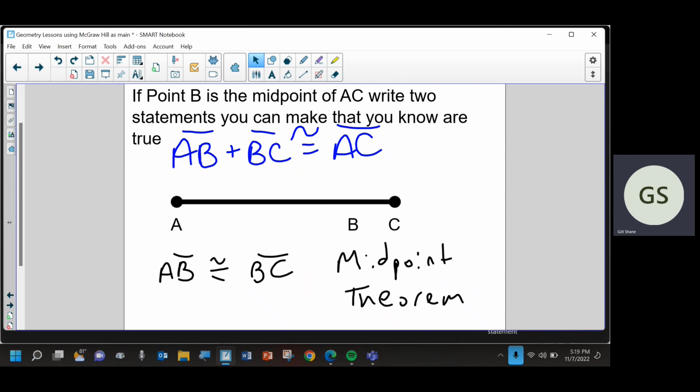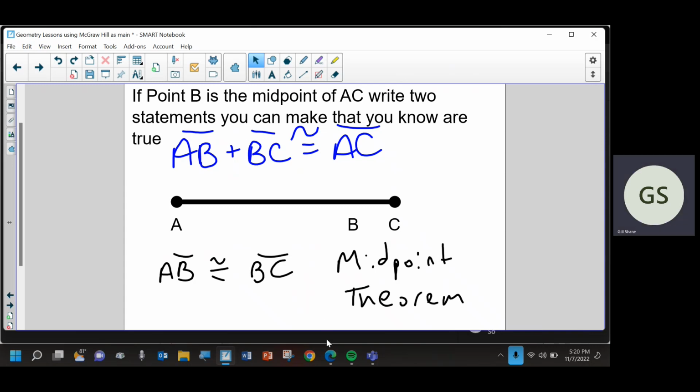It's still a statement that we could use when we are doing proofs, and we are going to use it today. That's one of the main theorems or postulates of today. And I'll tell you what the name is in a minute. It's called the line segment addition postulate, I think it is.